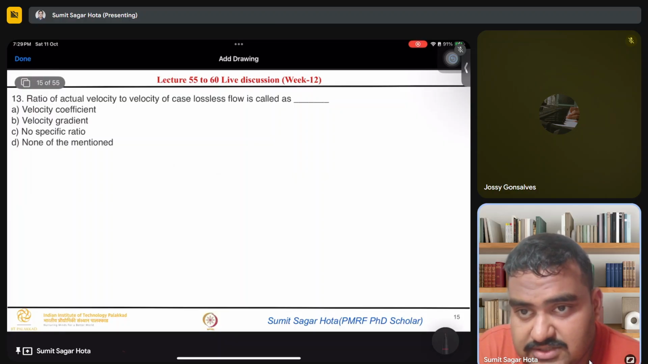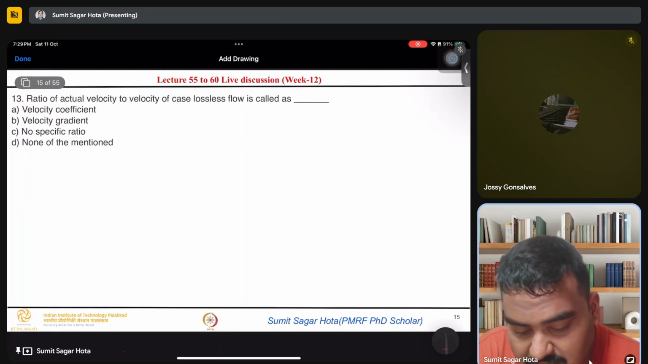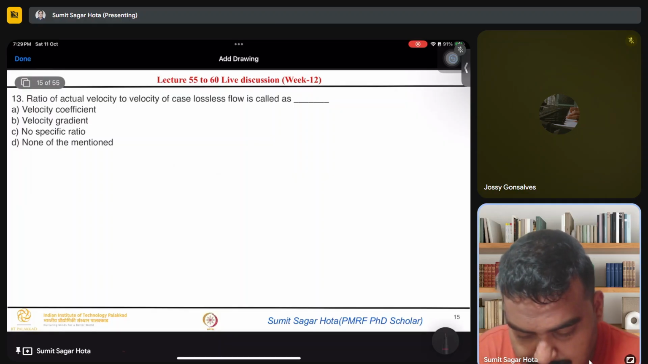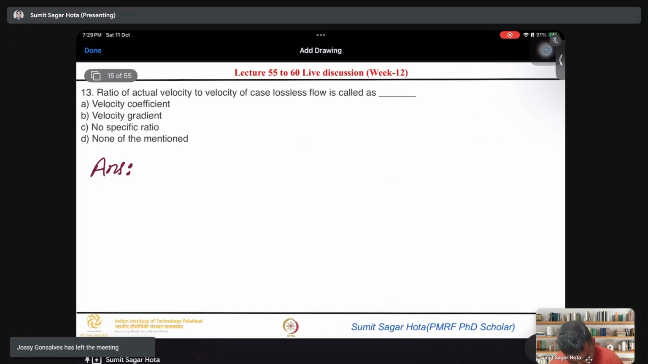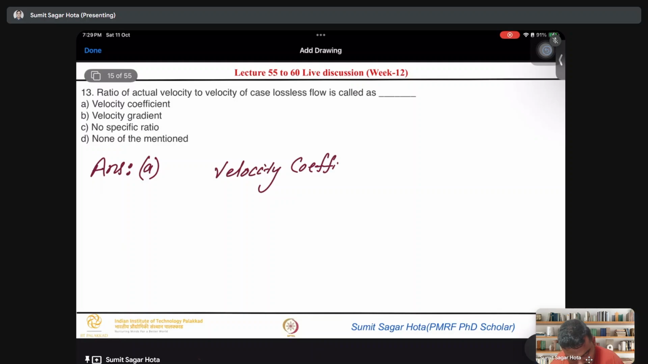So the ratio of actual velocity to the velocity of the lossless flow is called as dash. This is very commonly known as the velocity coefficient. So velocity coefficient is equal to the actual velocity divided by the ideal case where there is no loss.